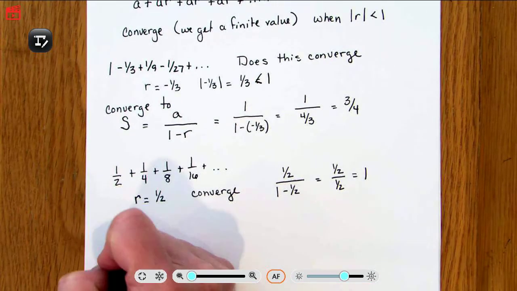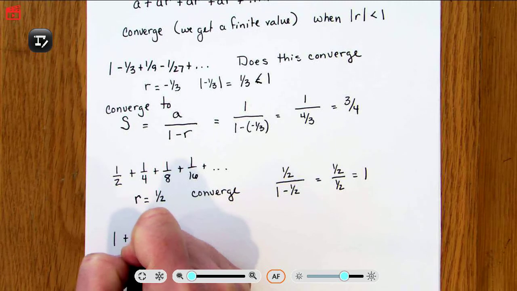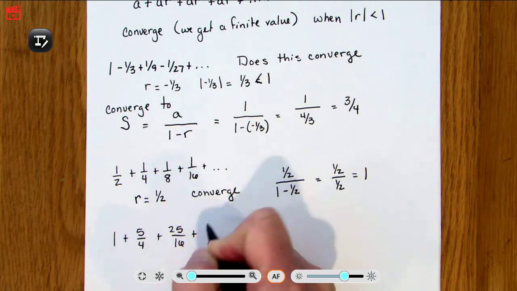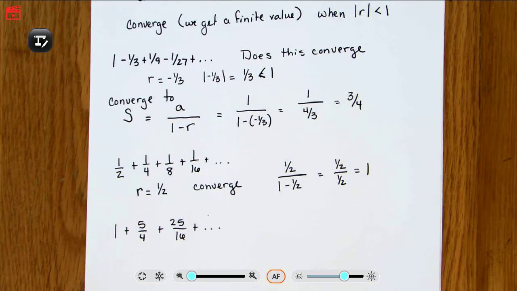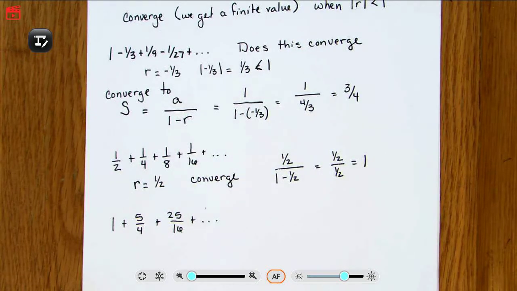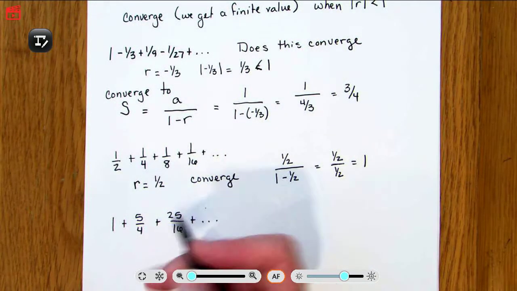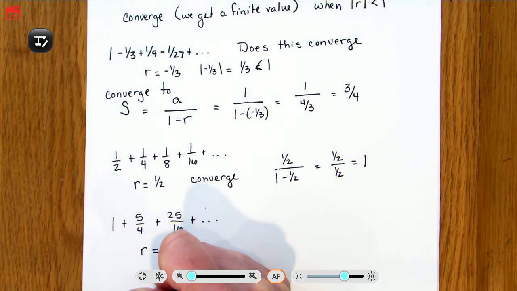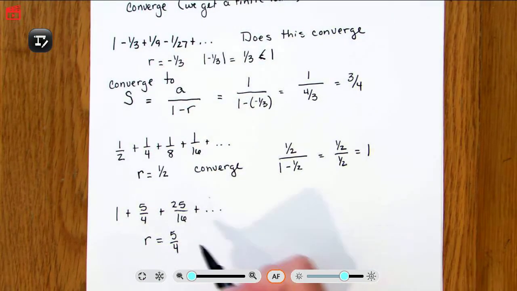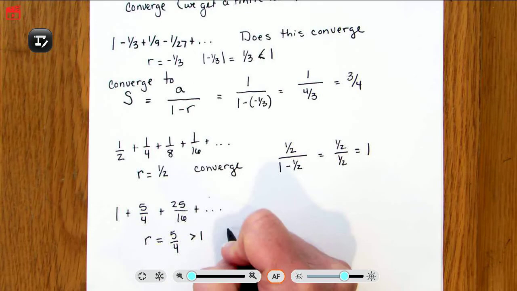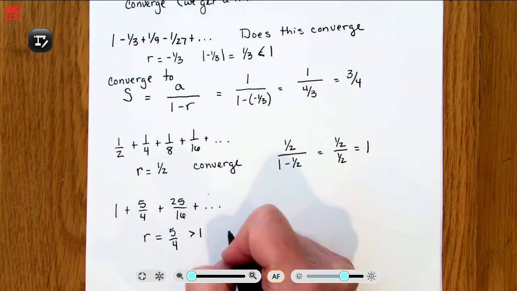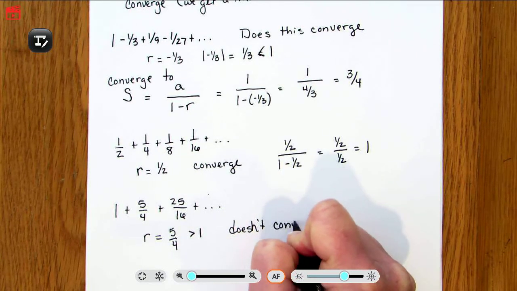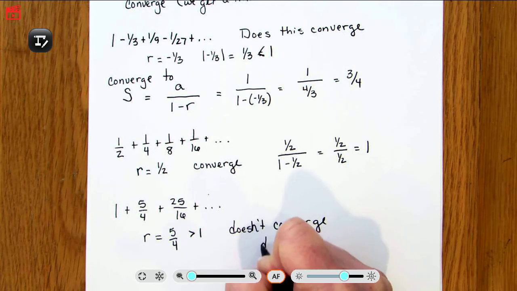All right, let's do another one. 1 plus 5/4 plus 25/16 plus, and I'll put dot, dot, dot. Okay, in this one, we can see that our r is the number 5/4, which in absolute value is bigger than 1. So this is not going to converge. What we say, if it doesn't converge, we say it diverges.